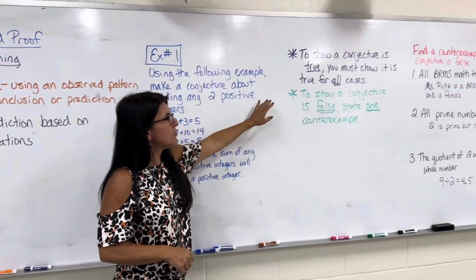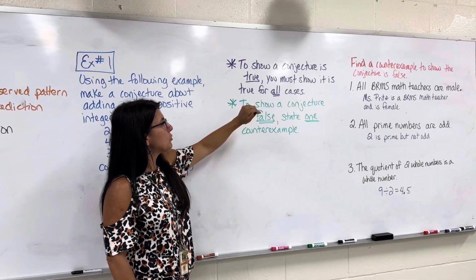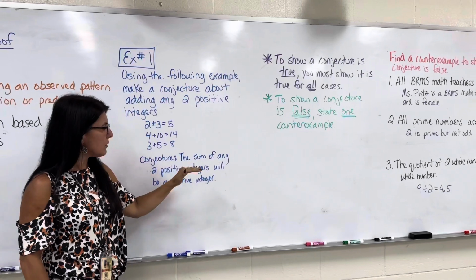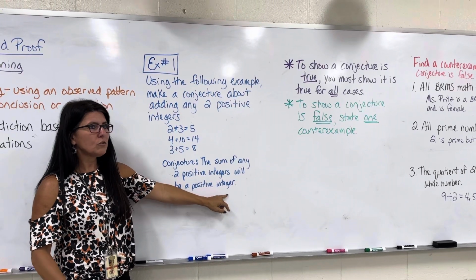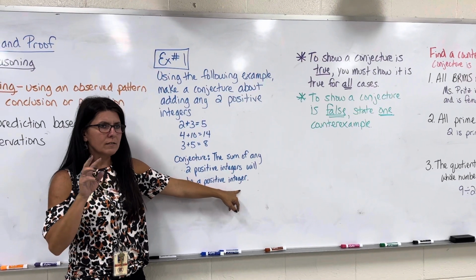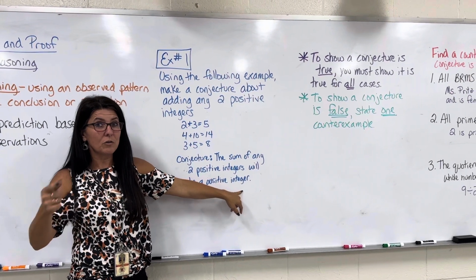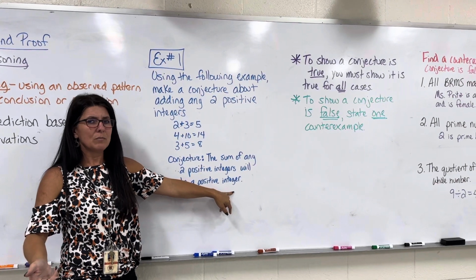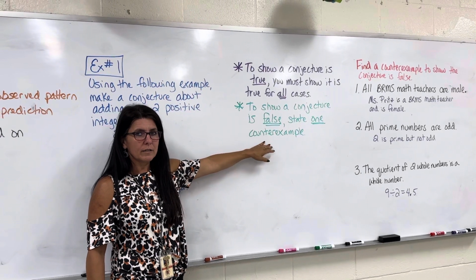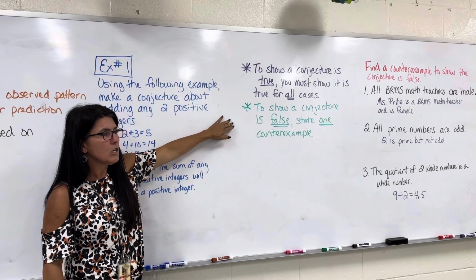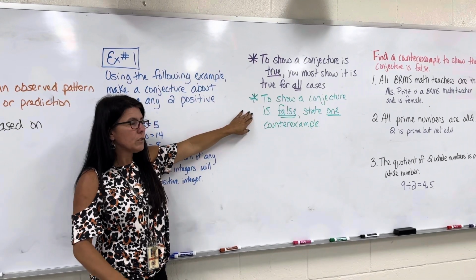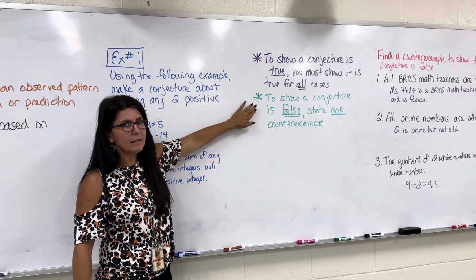To show a conjecture is true, you have to show it's true for all cases. Many times that's not possible. If you think about the example that I just did here, is it possible to show that it's true for every single positive integer? Add all positive integers, all combinations, and show that I get a positive integer. That's impossible. But to show that it's false, we state one counterexample, and this is what I want to concentrate on. Know that if it's true, you have to show it's true for all of them. If it's false, you only need one example. This is a big idea for today.